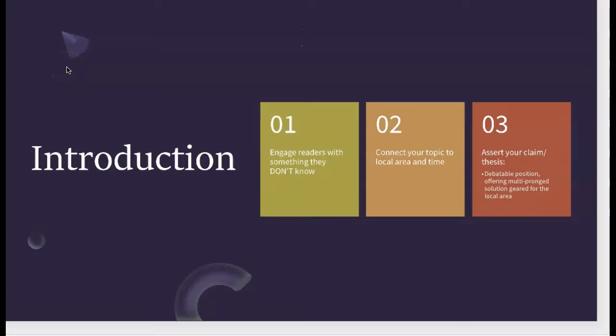Explain why this topic deserves our attention now and not 20 years ago or 20 years from now. Then you want to make sure that you assert your claim.